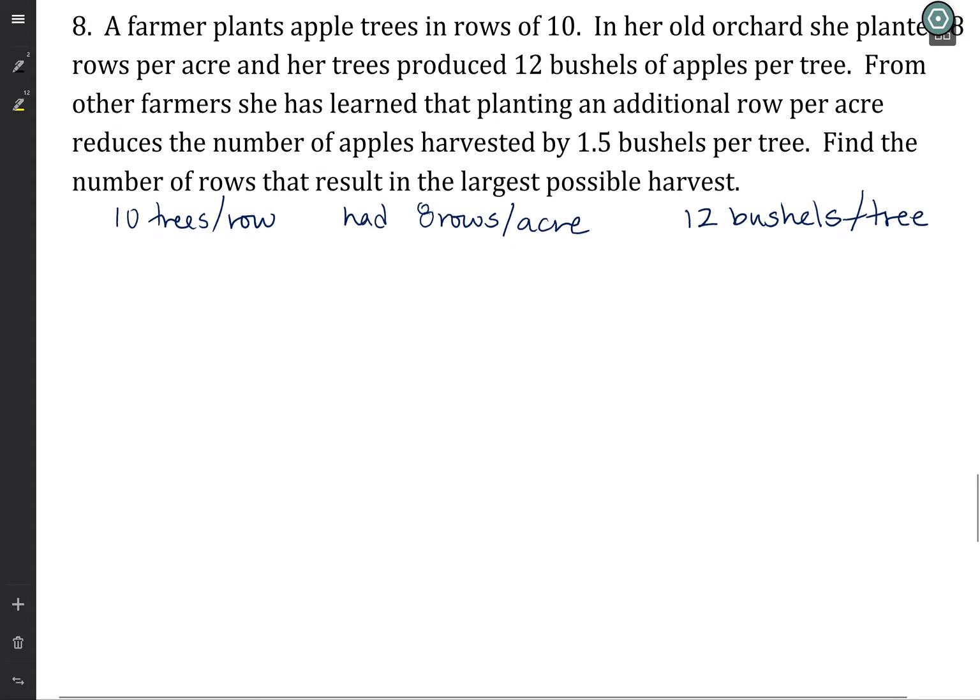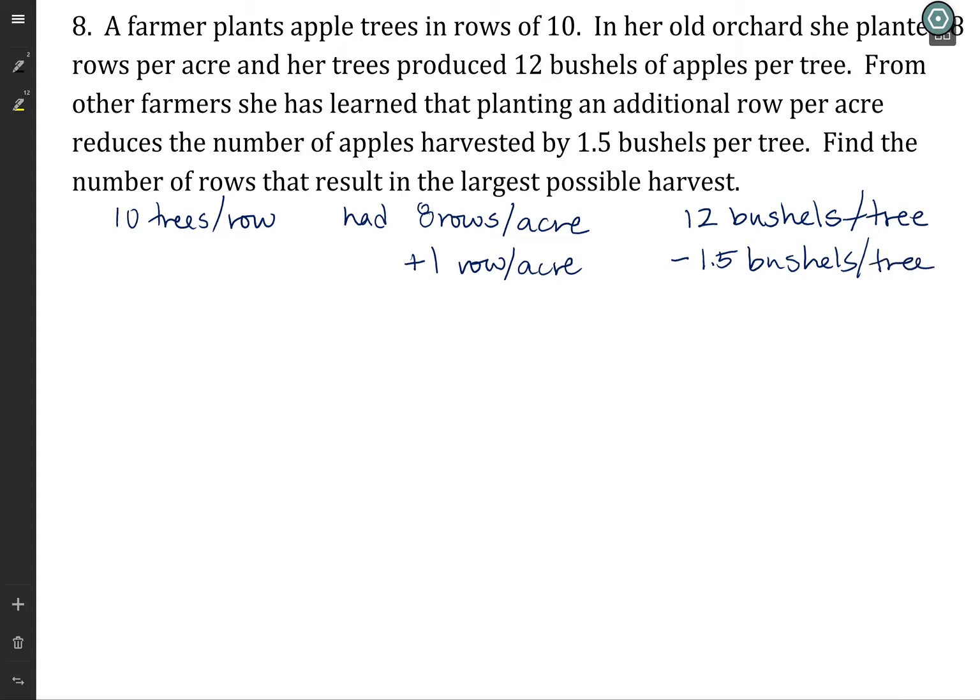From other farmers, she learned that planting an additional row per acre reduces the number of apples harvested by 1.5 bushels per tree. Okay, so if we add 1 row, we lose 1.5 bushels per tree. And we want to figure out how many rows would give the largest possible harvest.